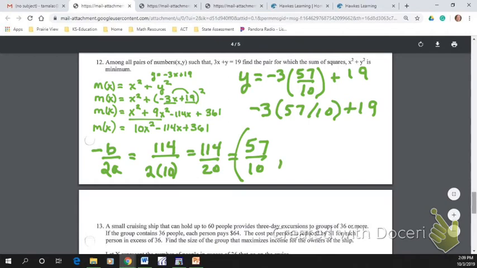So the point that I use for my answer is 57 over 10, comma 19 tenths. That's the point on this line that will make this come out as small as ever.